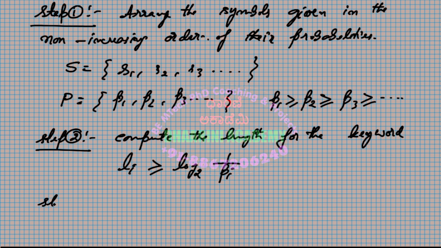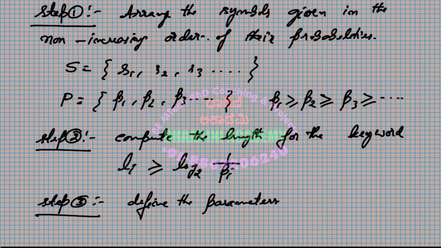Then I'll go to step number 3. Once you have this Li with you, we define certain parameters from the probabilities. So define the parameters.